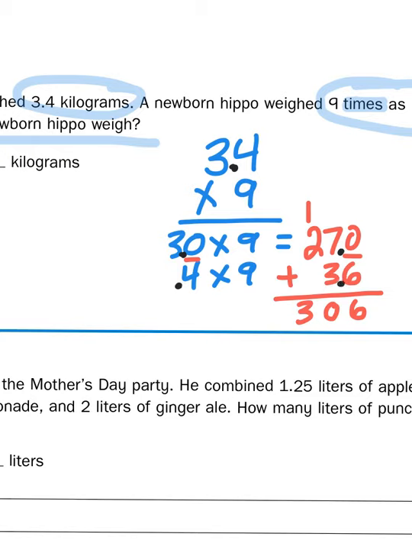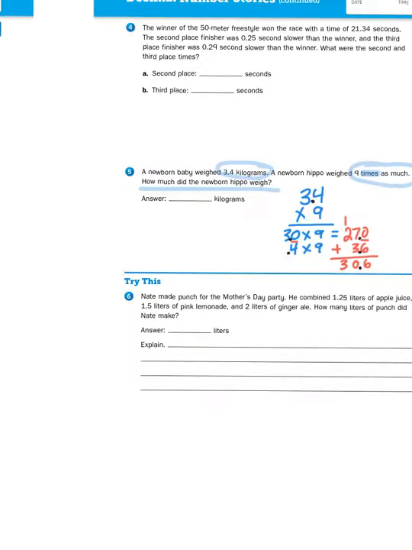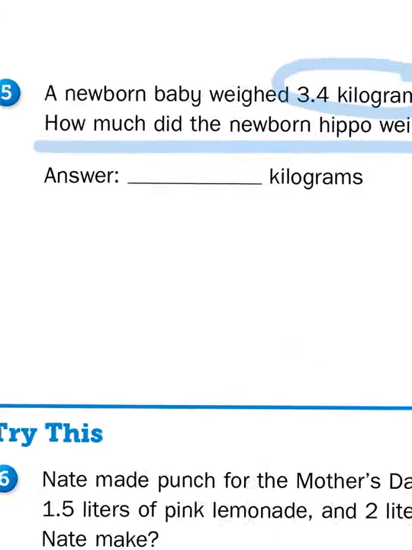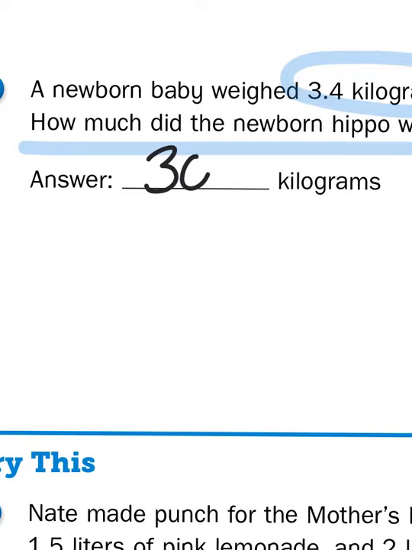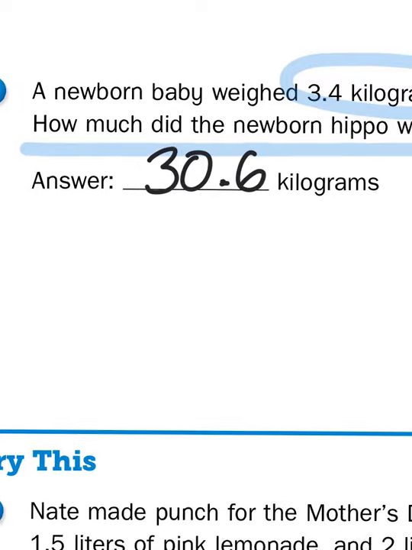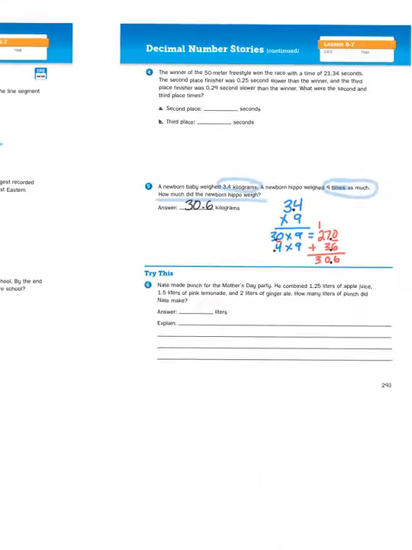So basically what I'm doing is I am remembering that there is a place value difference between 3 and 30 and 4 and 4/10, and that's what that decimal is representing. So when I represent my total answer, it's not going to be 306, it's going to be 30.6. I got the answer the same way I would as if I were multiplying 34 times 9. I am just moving that place value over. Okay, so my answer is 30.6 kilograms. And that's a big baby.